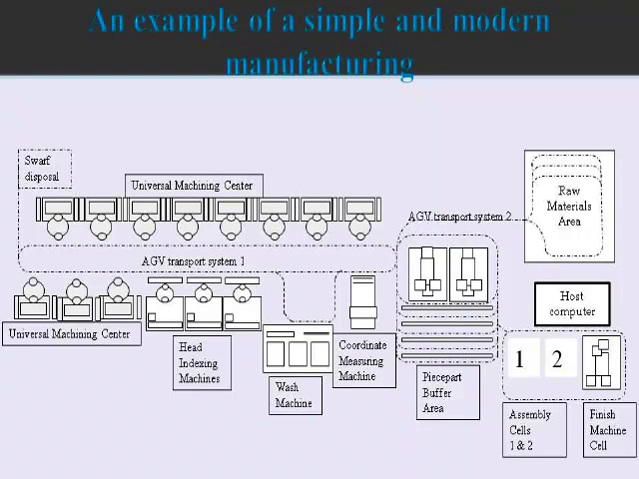This is another FMS where you have universal machining centers and an AGV transportation system. AGVs are used to transport the material from the raw material area to the machines. And you have the host controller. You have also assembly cells. Not only manufacturing of the parts, but also assembling of the parts is done in this. So, like this, there are several FMS installations available in the world.